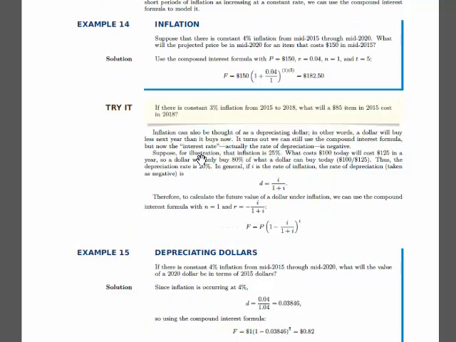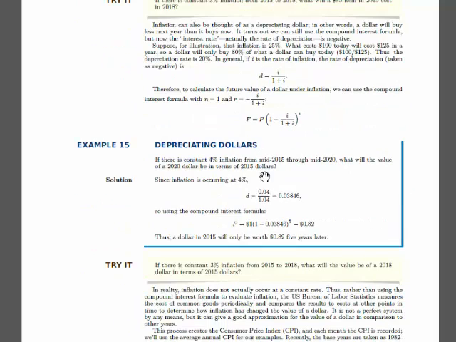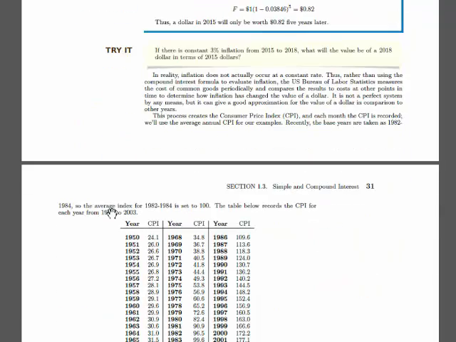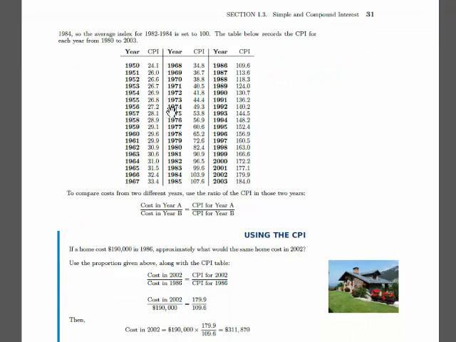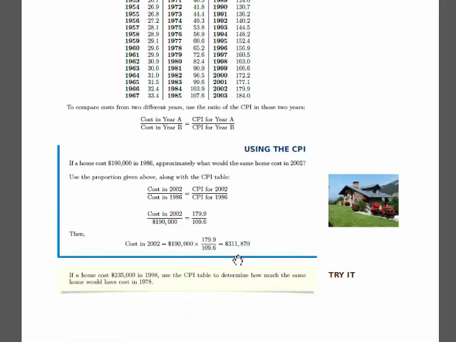So we can either phrase it in terms of rising prices, or we can state it in terms of depreciating dollars. And then we mention the CPI here, finally, which is an index that keeps track of inflation by comparing prices on standard items over the years. And there's an example of calculating, or estimating rather, what a house would cost in one year given what it costs in another year, using the CPI to make that inflation estimate.